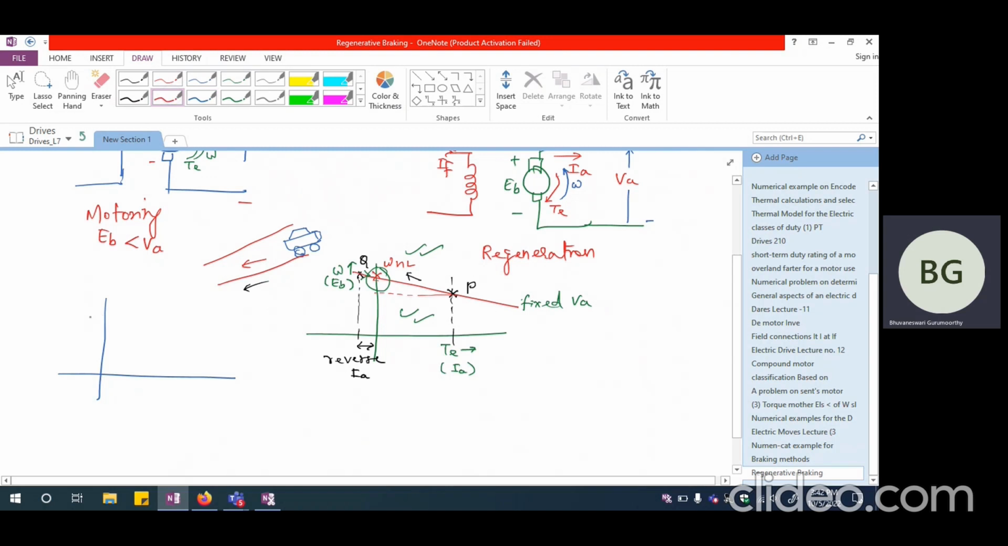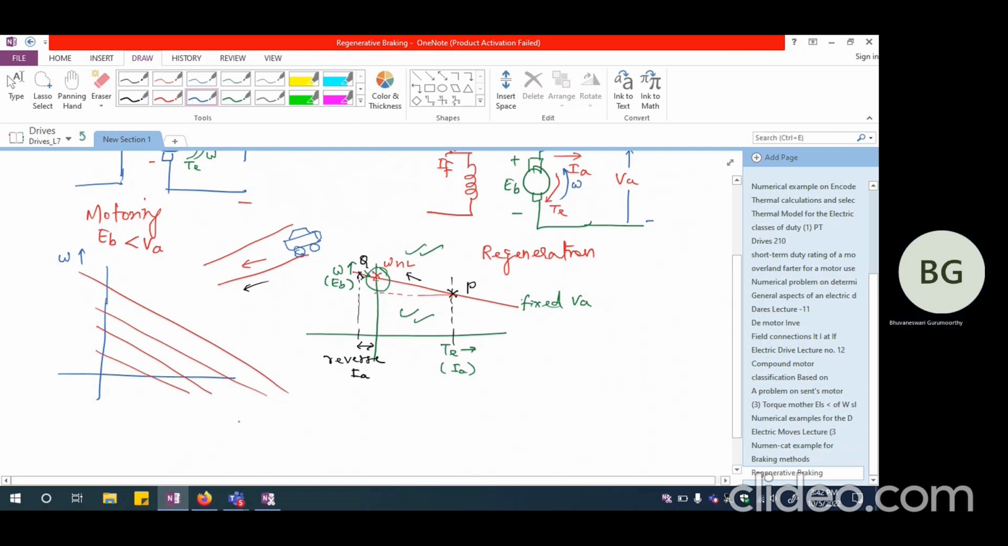So if I really want to bring it down to zero speed using regenerative braking itself, then I should have a family of characteristics like this. Maybe this is one characteristic, this is the second characteristic, third characteristic, and fourth characteristic, and so on. So if I am looking at the entire functioning, and this is TE and this is omega, let us say originally my motor was functioning somewhere here. So this is the initial operating point. It will go along this, and it would have reached some point like this.